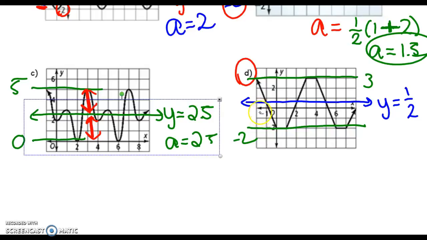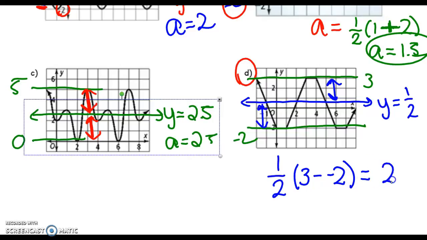And then my amplitude is again the distance between here or the distance here. So you could have done that, or you could have used our formula 1/2 max value minus min value, which would get you to the same 2.5. So hopefully you guys agree with what just happened there.